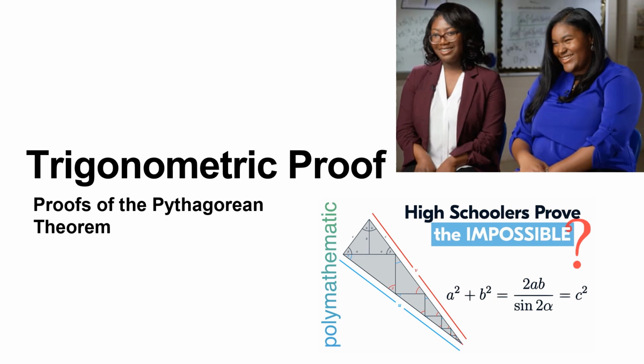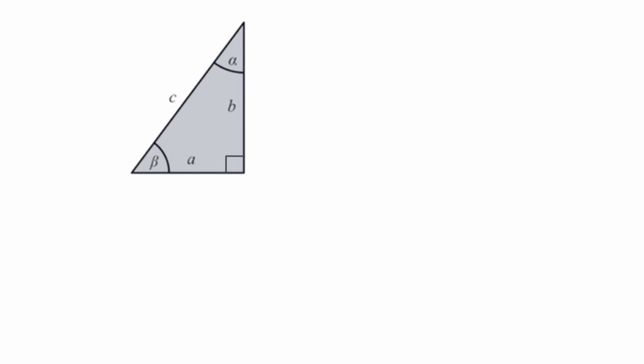Alright, so this proof uses trigonometry, similar triangles, and infinite geometric series to prove the Pythagoras theorem. Again, we start with a right-angled triangle with sides a, b, and c, and complementary angles alpha and beta. Using the basic sine function on angle beta, which is not derived from the Pythagoras theorem, we get sine beta equals b over c.